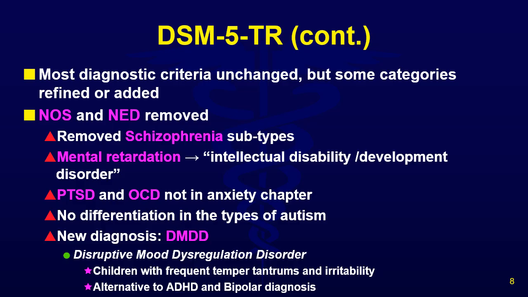In addition, there is no longer a differentiation in the types of autism. The new diagnosis for any type of autism is autism spectrum disorder. There's even a new diagnosis called DMDD, disruptive mood dysregulation disorder, meant to capture children who have frequent temper tantrums and irritability. These children may otherwise be given the diagnosis of depression, bipolar disorder, or ADHD.